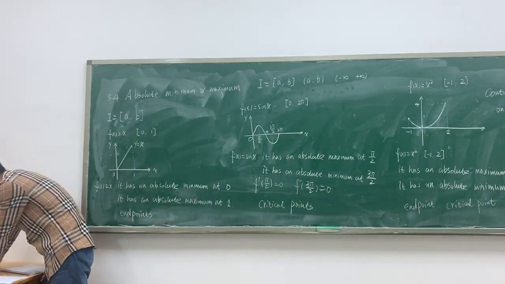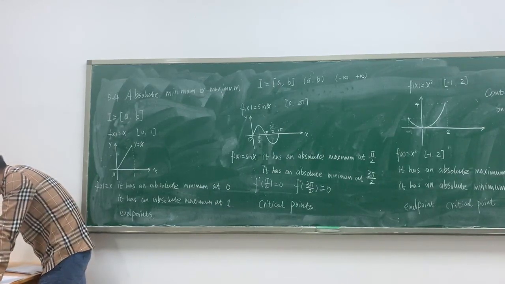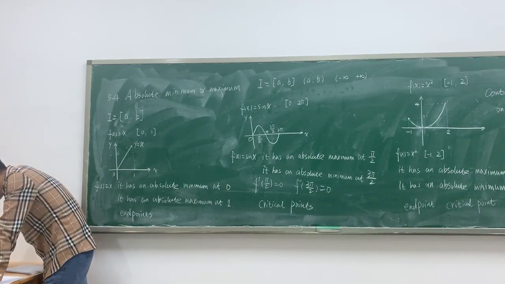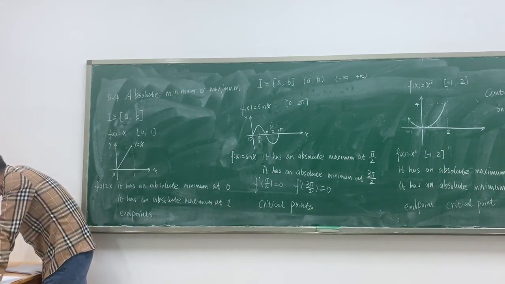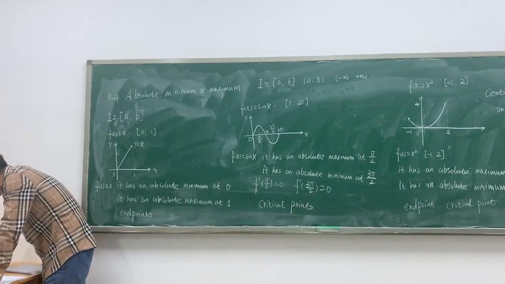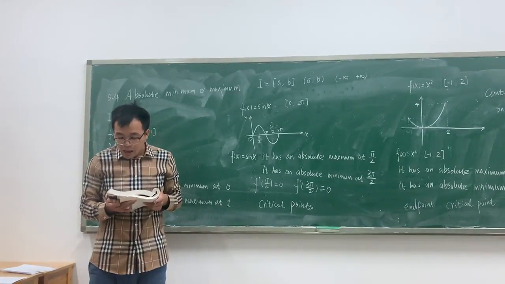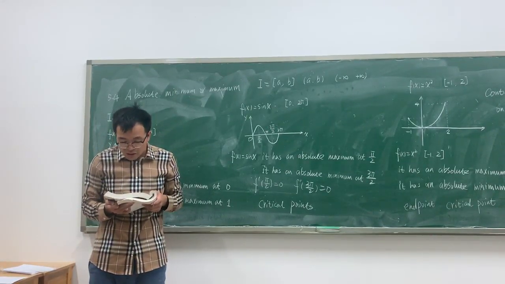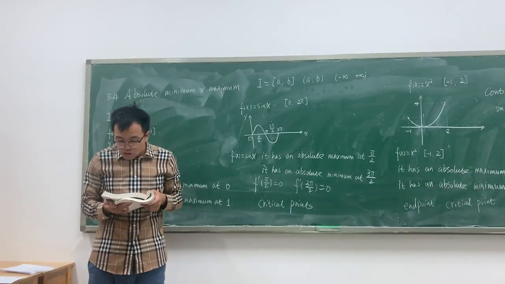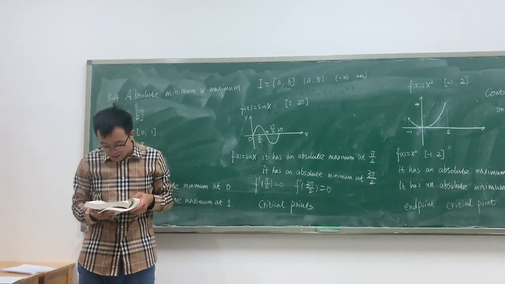Now let's see page 235. The result 4.5.4.2, the extreme value theorem: if a function f is continuous on a finite closed interval, then f has both absolute maximum and absolute minimum on the interval.